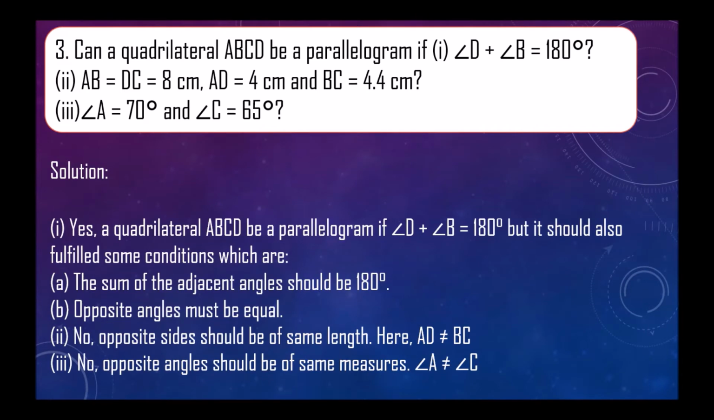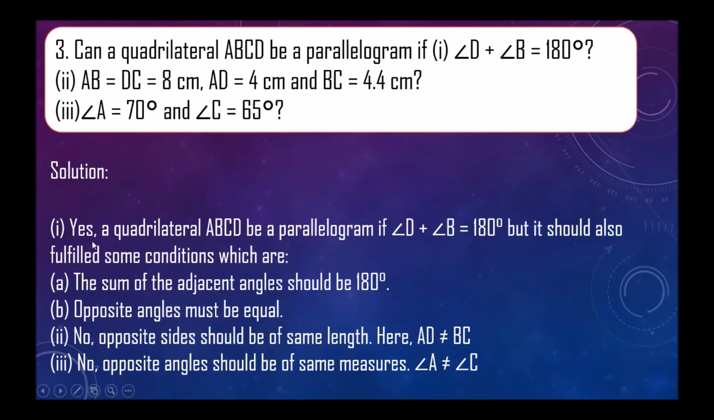Third question: can a quadrilateral ABCD be a parallelogram if angle D plus angle B equals 180 degrees? AB equals DC equals 8 centimeters, AD equals 4 centimeters and BC equals 4.4 centimeters. Angle A equals 70 degrees and angle C equals 65 degrees.